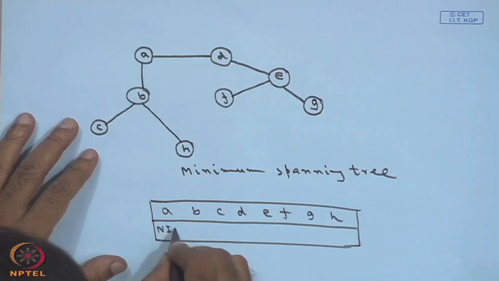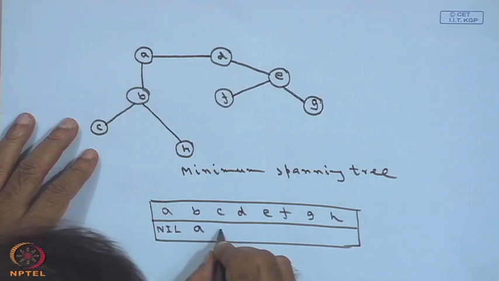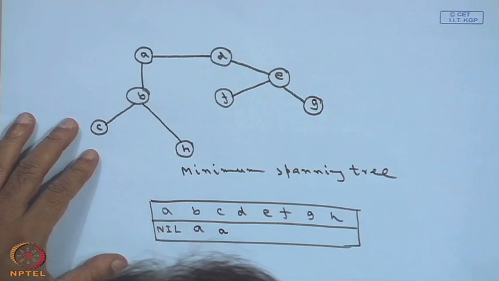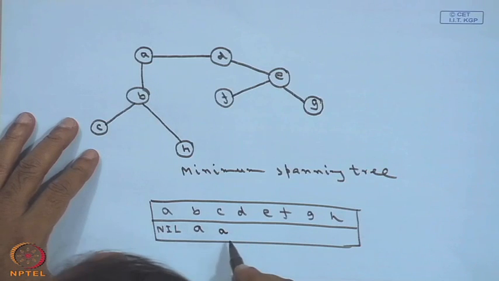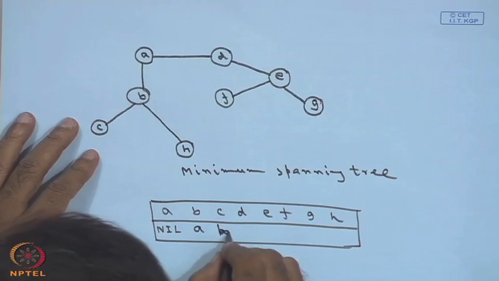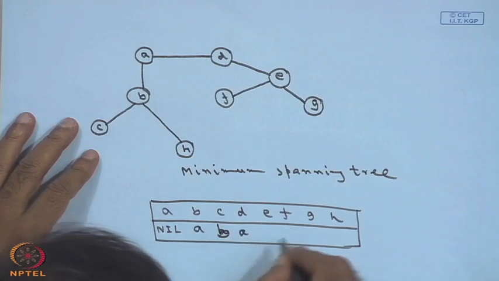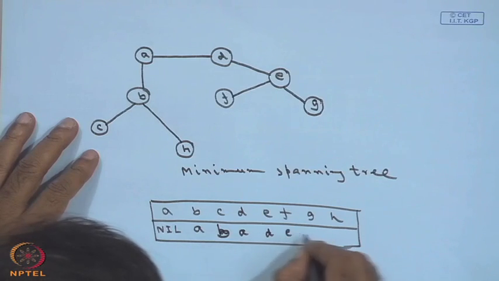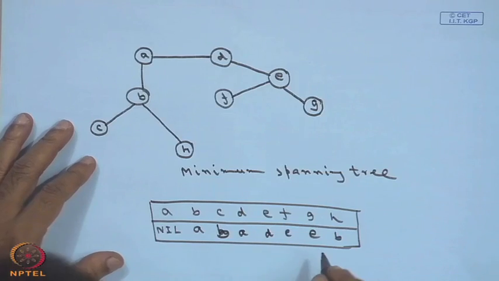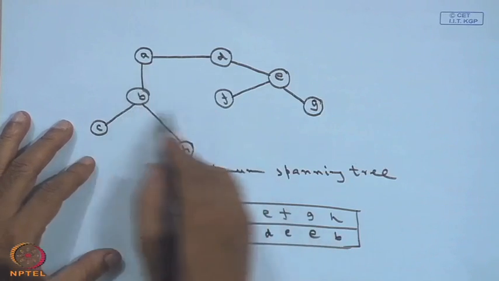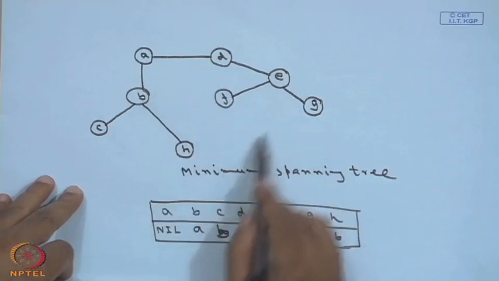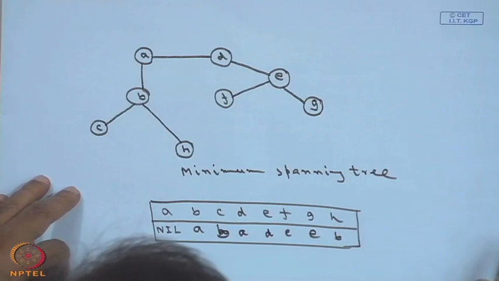For A, the predecessor is nil, for B it is A, for D it is A, for C it will be B, for E it is D, for F it is E, for G it is E, and for H it is B. So, from here I can obtain the minimum spanning tree. Once I have obtained the minimum spanning tree, then what do I have to do?